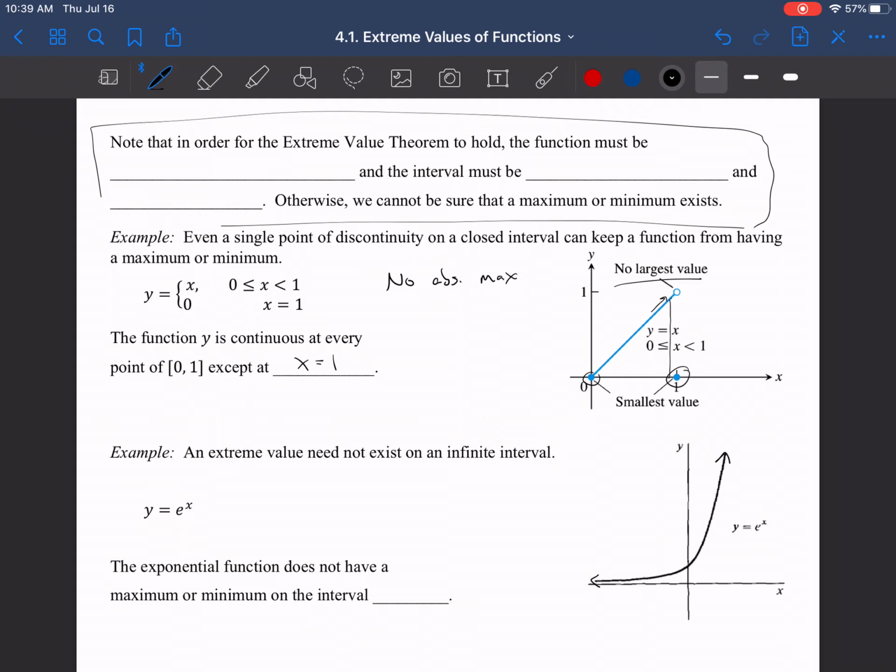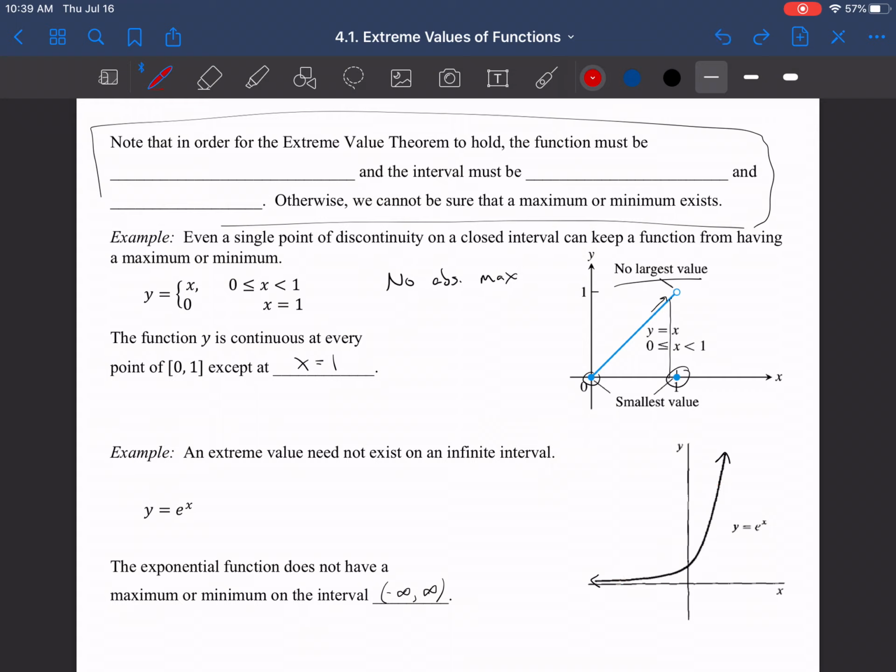It goes to infinity. There's no closed interval, right? So it does not have a maximum or minimum on the interval negative infinity to positive infinity. If we were to shut it off, if we were to say we're only going from here to here, well then this would be our minimum and this would be a maximum, but that's just not the case here when we're going from negative infinity to positive infinity.